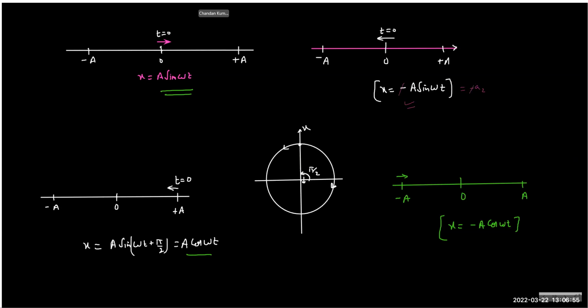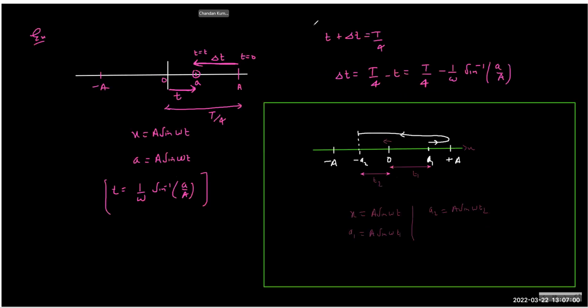So it's good just to take the value. Don't take the sign and all. So numerically I got t1, which is pretty easy to write: 1 by omega sine inverse a1 by capital A, and t2 will be 1 by omega sine inverse a2 by capital A. So I know t1 and t2, and the rest I will manipulate. I know this time is T by 4 minus t1. This entire time we know is T by 4, and this time we know is t2. Correct? So I got the answer.